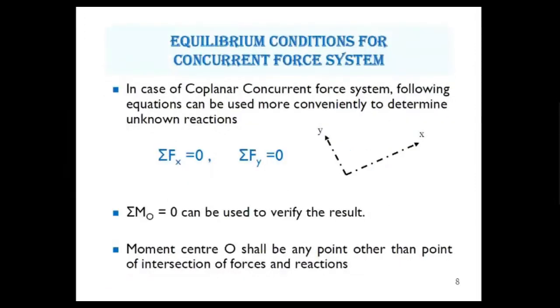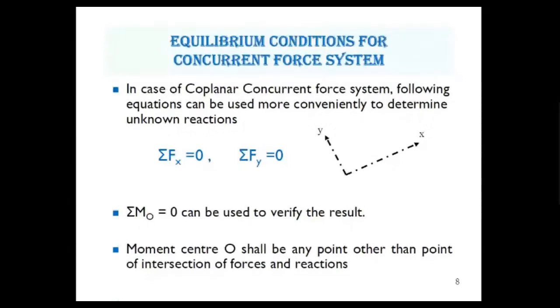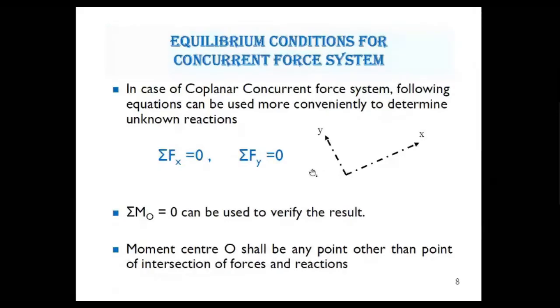In case of a coplanar concurrent force system, the following equations can be used more conveniently to determine the unknown reactions. In reality, we have three equilibrium equations: summation Fx, summation Fy, and summation of moment. But for a concurrent force system, we are left with only two conditions, summation Fx equals zero and summation Fy equals zero, because the moments created by these concurrent forces about any point will be zero. So the third equation, summation of moment, is of no use for us.